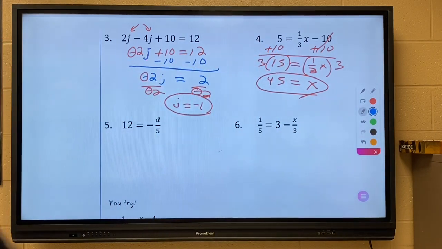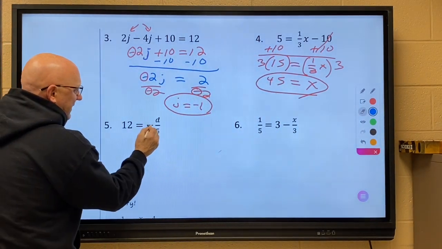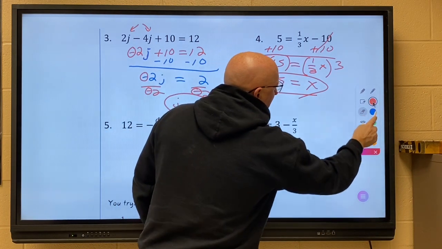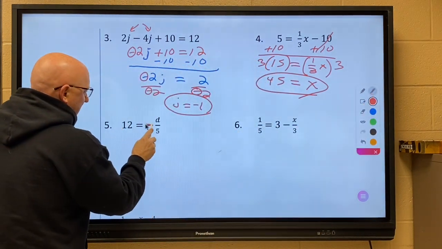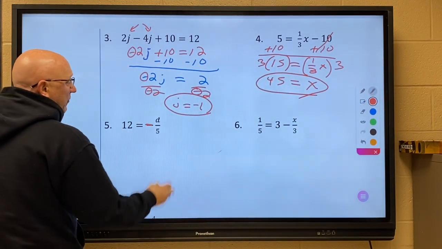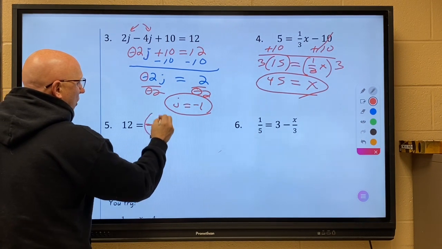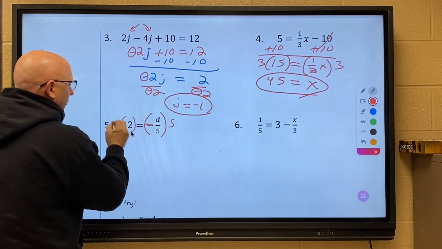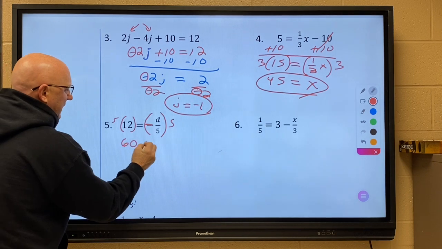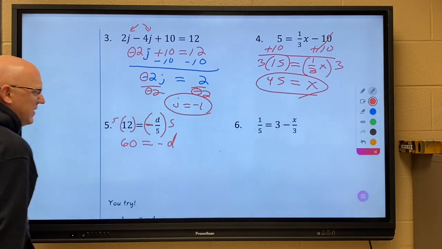Let's look at number 5. Again, there is a negative. Be aware of this negative here. And the first thing I'm going to do is multiply by 5 on both sides. And I get 60 is equal to a negative d.